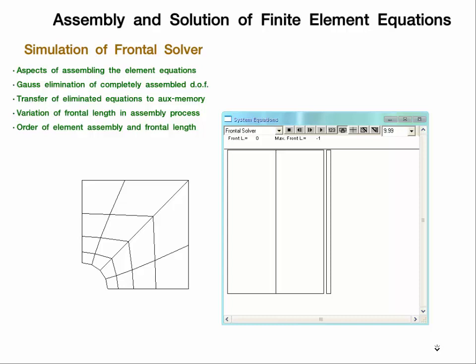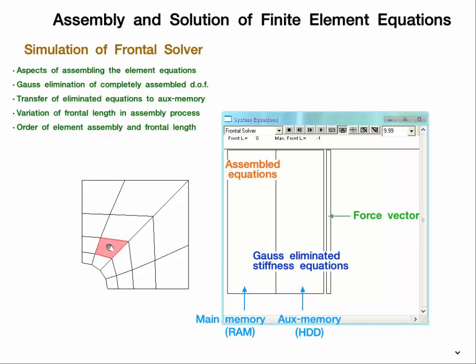Here, only the frontal scheme will be illustrated in more detail. The data storage for this scheme is divided into 2 parts, that is, the main memory and auxiliary memory. The assembled stiffness matrix and force vector are stored in the main memory, and the Gauss eliminated equations are stored in the auxiliary memory. The assembly process can be simulated, either automatically or manually.